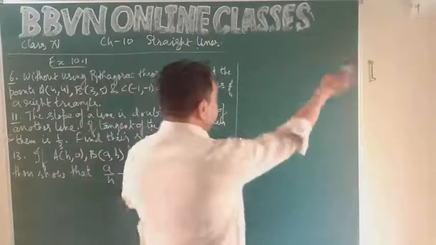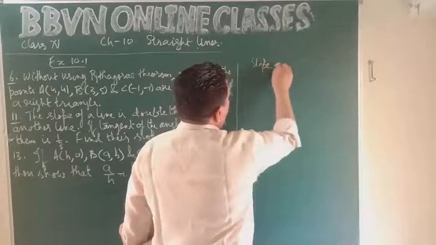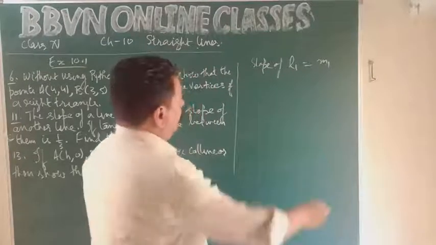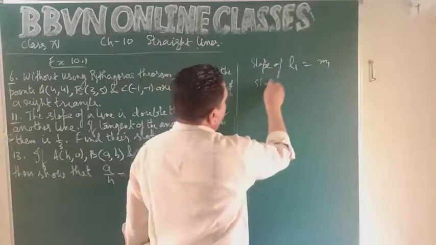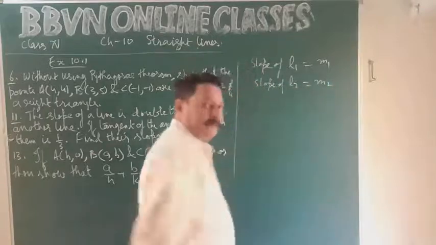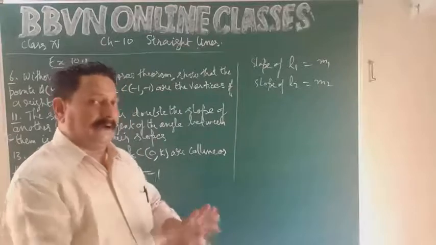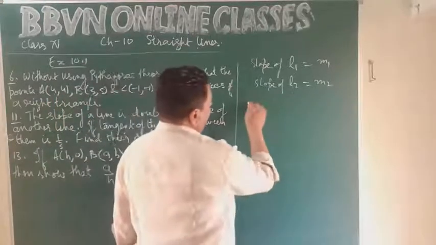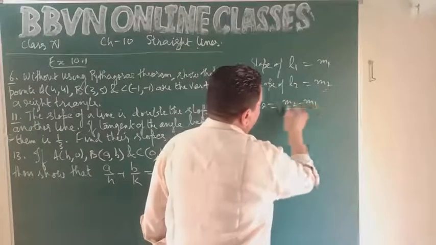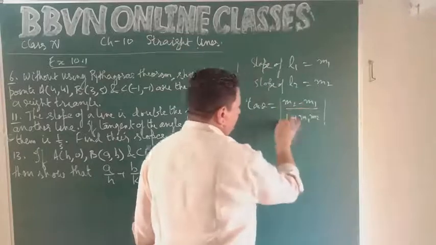Now you see, say I have a line. Slope of line L1 is equal to M1 and slope of line L2 is equal to M2. We'll come to the question. First, let's see what we have discussed yesterday. Angle between two lines. We say tan theta is equal to modulus of (M2 minus M1) upon (1 plus M1 M2).